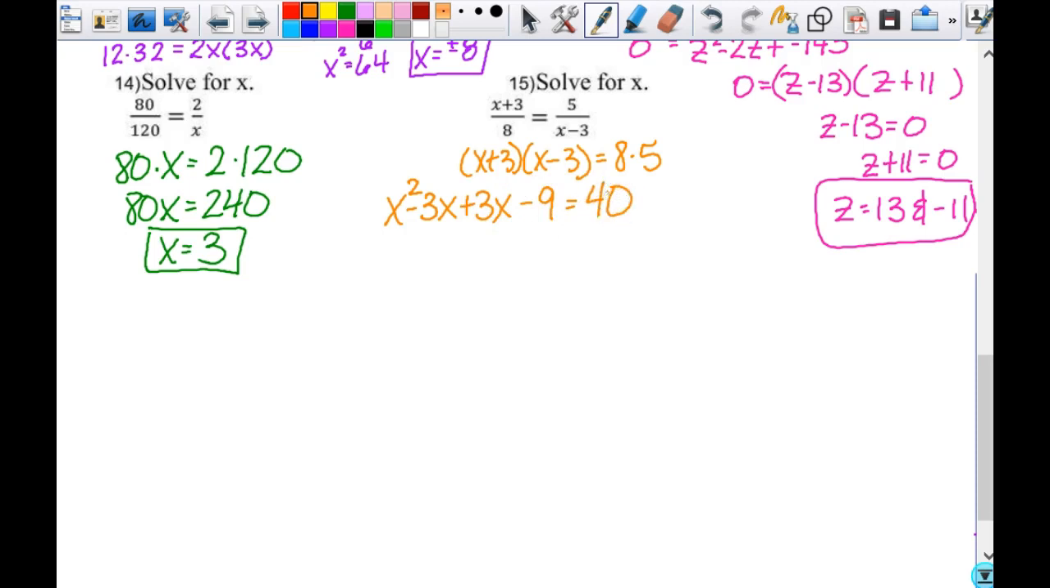Then I combine my like terms. So these get combined, and that combines to 0. So I get x squared minus 9 equals 40. It's not because I just multiplied the first two and multiplied the second two. It's because it's a difference of 2 squares. So x squared equals 49. X equals plus or minus 7. That ends your test review.